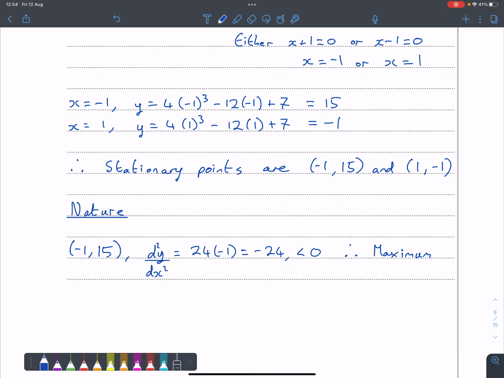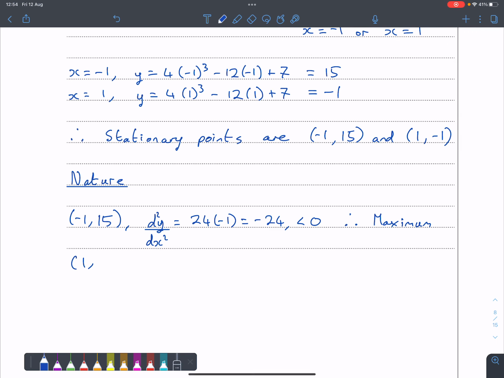If we look at the other point, 1, negative 1, then my second derivative is 24 lots of 1, which is 24. This time it is positive, greater than 0, which means a positive change in gradient. If it starts off negative, it becomes less and less negative until we get to 0, and then more and more positive, which means you have a minimum point. So therefore, we have a minimum. And that's our answer.